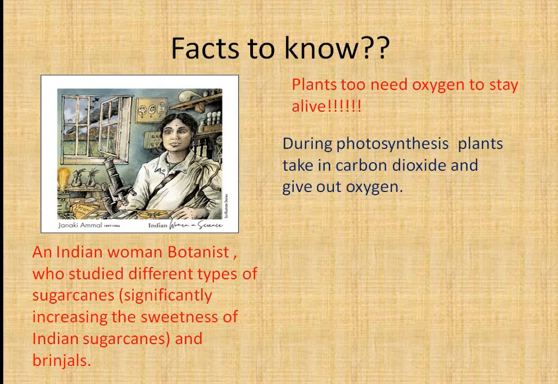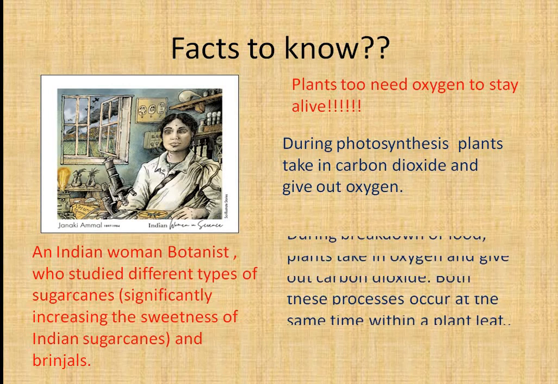How? During photosynthesis, plants take in carbon dioxide and give out oxygen. But during breakdown of food, plants take in oxygen and give out carbon dioxide. Both these processes occur at the same time within a plant leaf. This is all about your chapter, the green plants. So here we have learnt the leaf, different parts of the leaf, functions of the leaf, how plants prepare their food, and what the interdependence of plants and animals is.